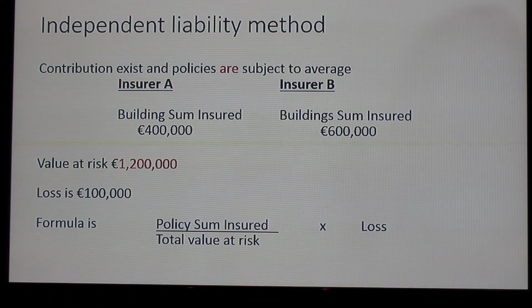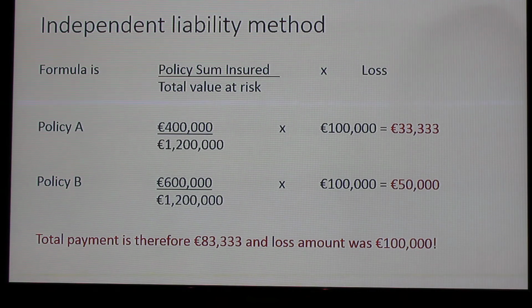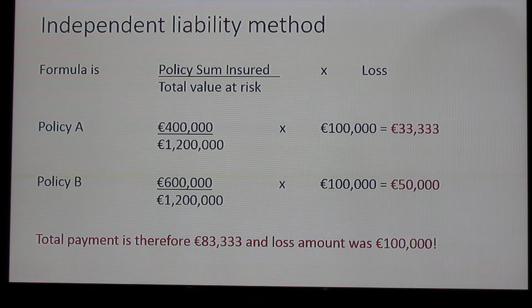So the formula here is different. The formula is where the policy sum insured is divided by the total value at risk multiplied by the loss. So if we insert our figures into this formula, we will see that policy A is only covering 1/3 of the loss, which is 33,333. And policy B covers, we can see there, half the loss, which is 50,000.